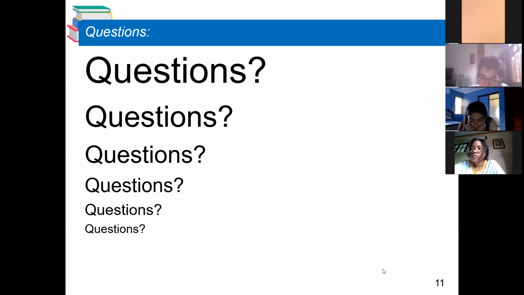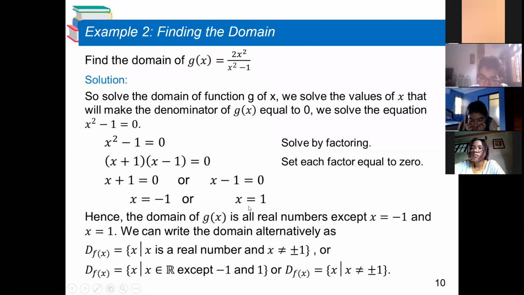Yes, sir. Thank you. All values of your x here are potential values of your x, except for that value that will make the denominator a 0. So in the concern of Edson, do we always find the x in the denominator? The answer is a yes.